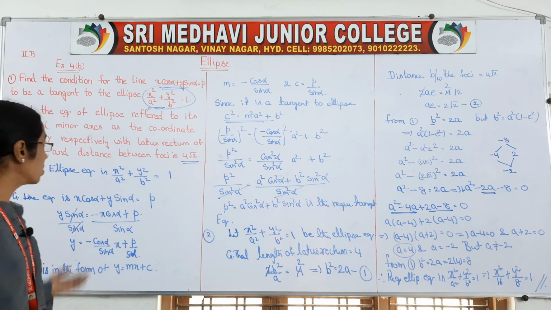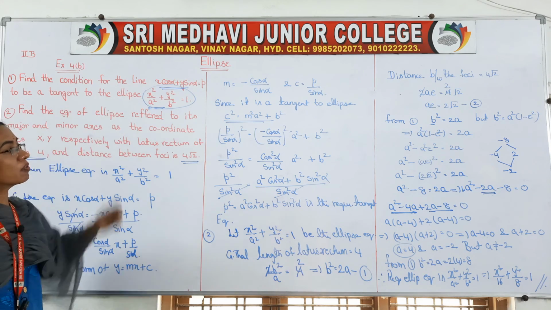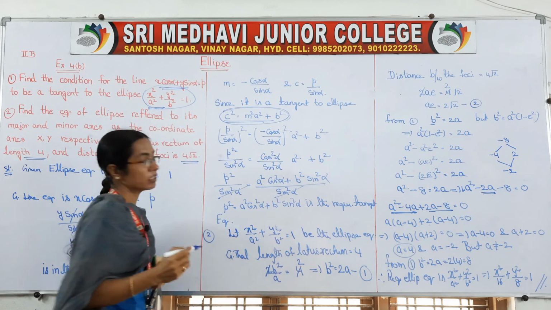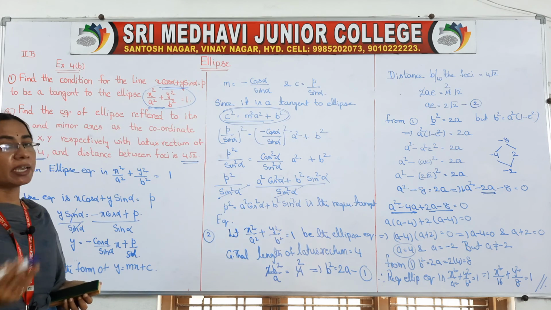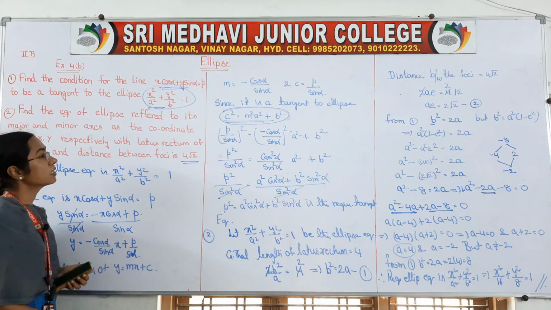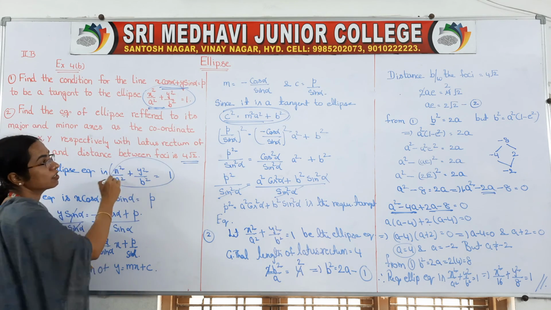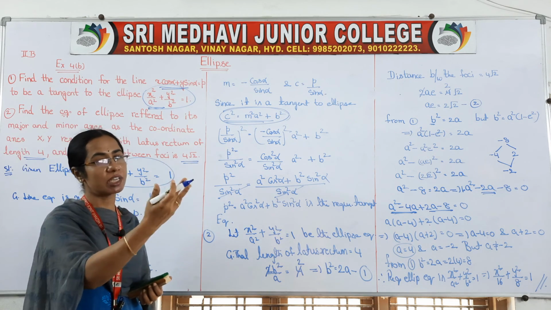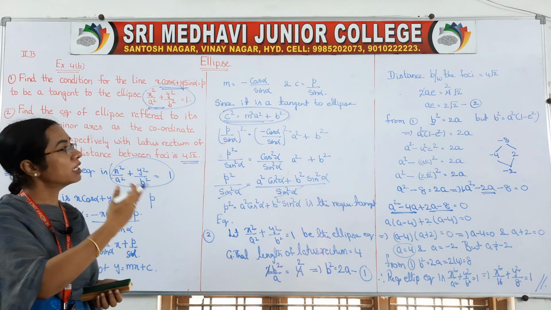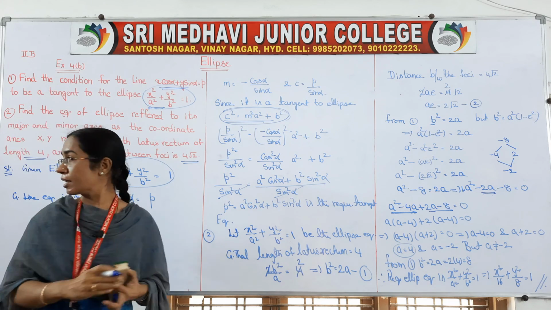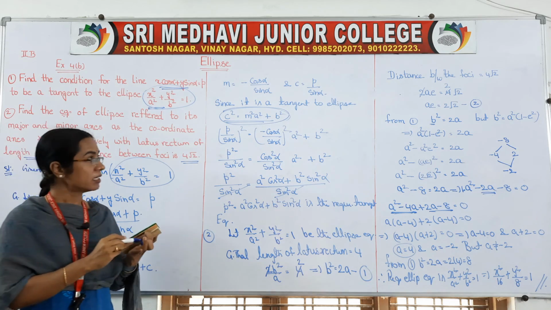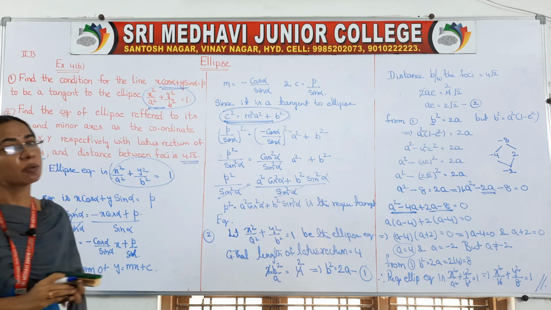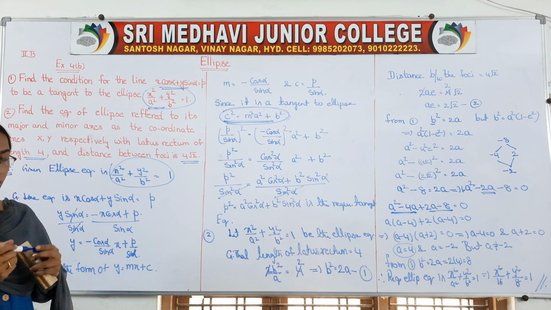So observe, in the first one we have just taken this condition: the line y is equal to mx plus c to be a tangent to the standard ellipse is always c square is equal to a square m square plus b square. This is your condition. So observe and solve the problem. Practice these two problems perfectly.